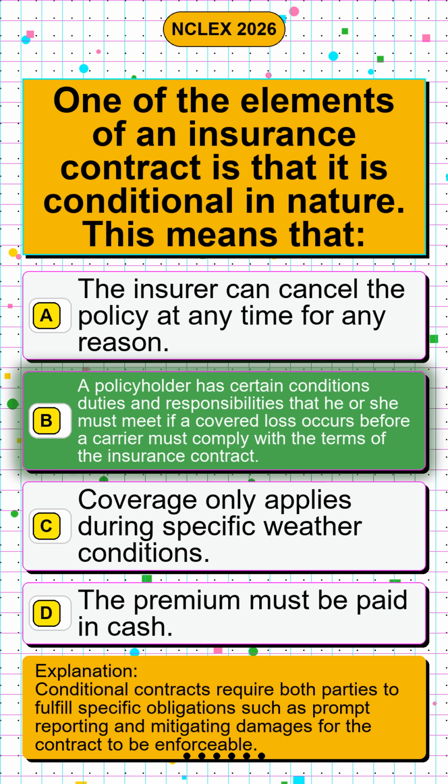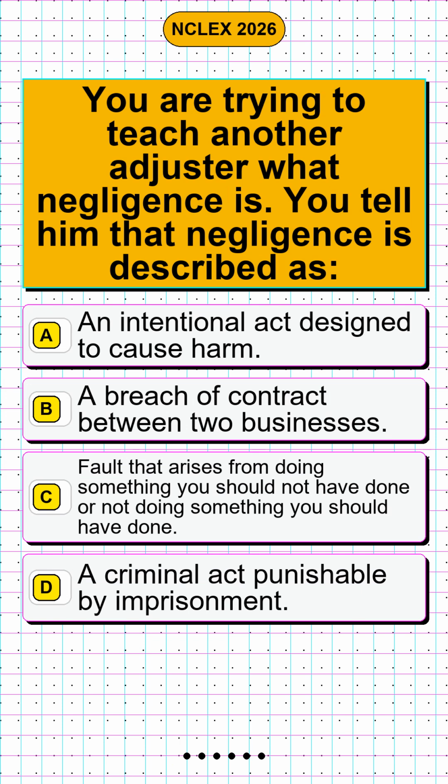Question 6. You are trying to teach another adjuster what negligence is. You tell him that negligence is described as: Option A. An intentional act designed to cause harm. Option B. A breach of contract between two businesses. Option C. Fault that arises from doing something you should not have done or not doing something you should have done. Option D. A criminal act punishable by imprisonment.